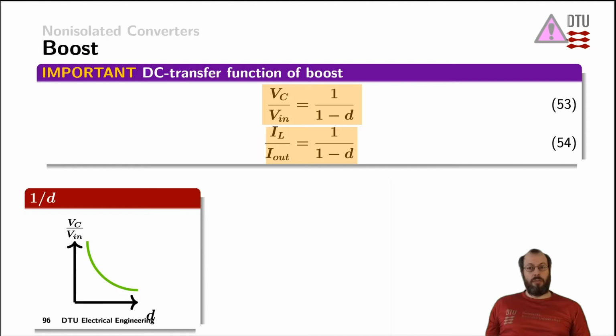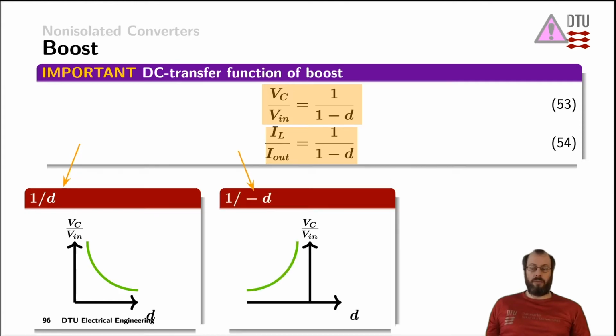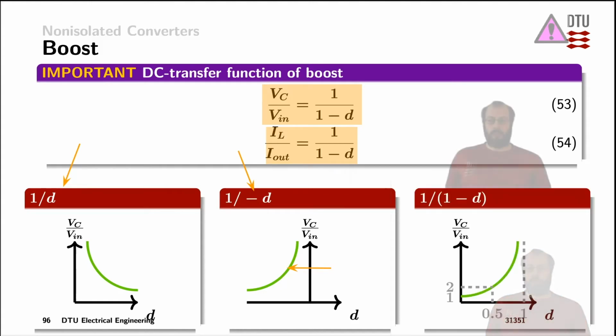Now, graphically deriving the right-hand side of the equation, we can start with the hyperbola 1 over d. Adding a minus in front of that mirrors the whole function from the first quadrant into the second quadrant. And finally, offsetting the dependent parameter, here d, with the factor of 1, moves the whole plot by a factor of 1 to the right-hand side.